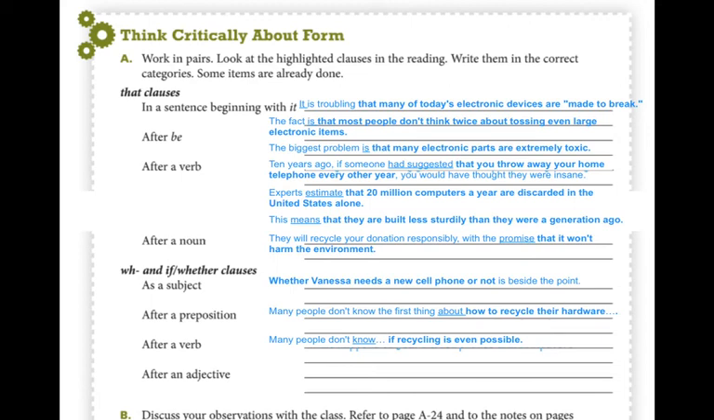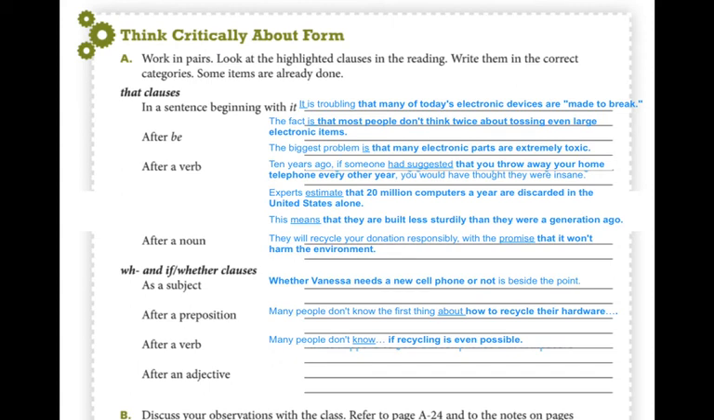Subject, recycling. Here it's a subject, gerund subject. The verb is, and the adjective complement is possible. Recycling is possible. Recycling is even possible. Many people don't know if recycling is even possible. They simply throw their electronic devices away without thinking about it.